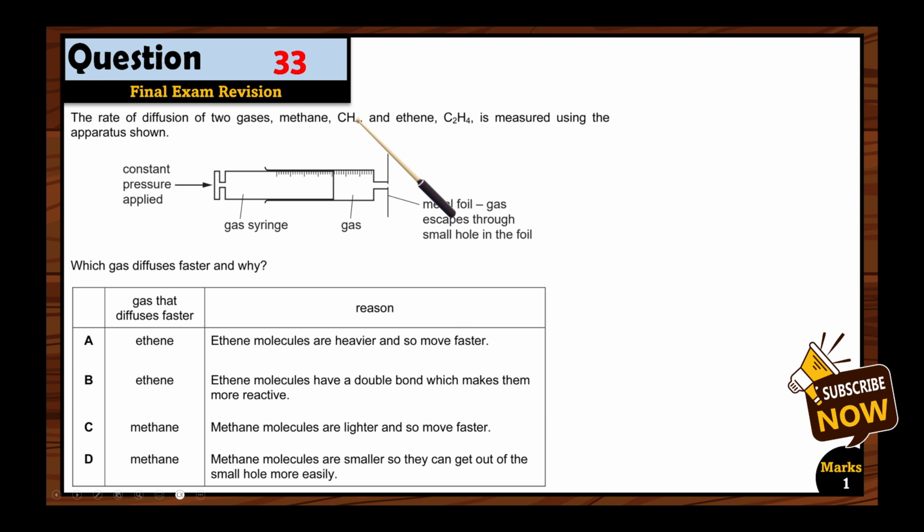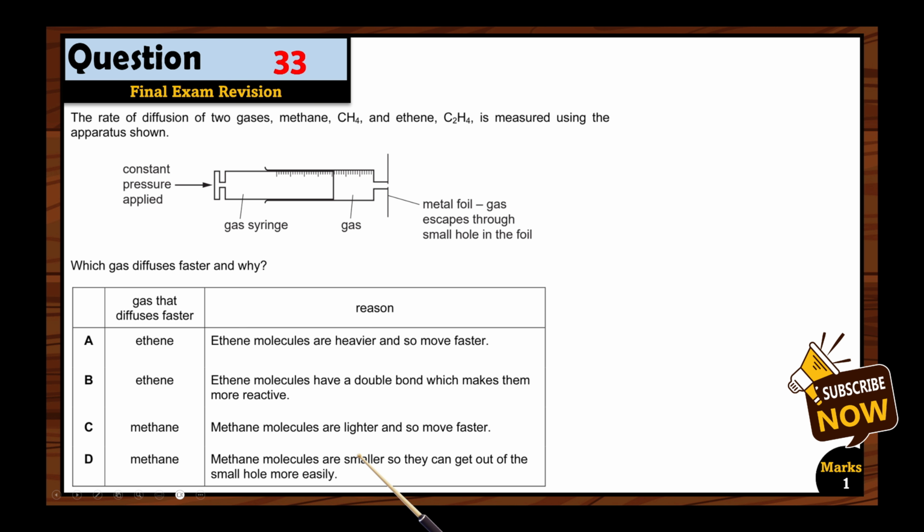So methane, let's see here. Of course, methane has only one carbon here, but ethene has two carbons. So it means methane has a lower mass, right? So methane will diffuse faster. So which gas diffuses faster? Methane, of course. C and D can be right. Now let's see the option, the reason. Methane molecules are lighter and so move faster. Yes, that is the correct option because methane molecules are lighter, so they will move faster.